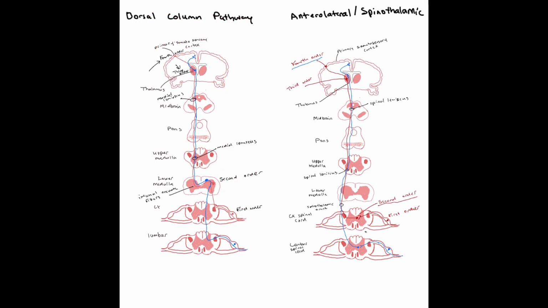And then here I've just included a view of the dorsal column and the spinothalamic column pathway side by side, so you can see that difference with the decussation and where they're going to and how they're moving through the body into the brain.